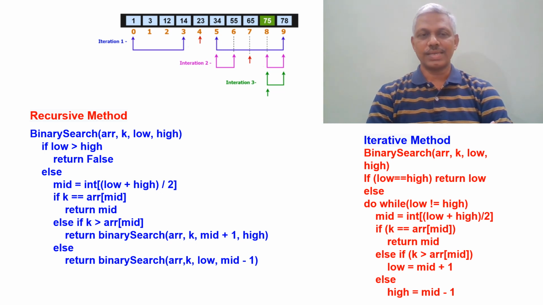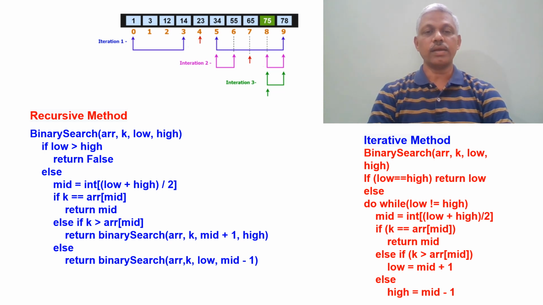Otherwise, if k is greater than array of mid, then we call the binary search algorithm again with changed parameters. If k is greater than array of mid, that means k lies in the right subarray. So low will be updated as mid plus 1, because k is already not matching with array of mid. Now binary search is again called on the right subarray: array, k, mid plus 1 to high.